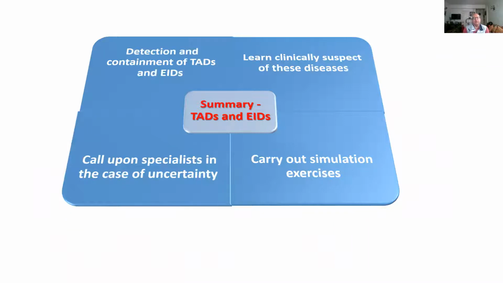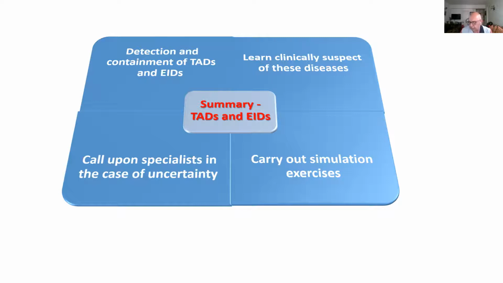In summary, on transboundary animal disease, as a student, I would always suggest: try to understand, detect, and contain the disease. Try to learn clinically what diseases are in your region and how to suspect them clinically. When you detect it and sometimes you have no knowledge, then you call upon specialist and expert opinion when you have uncertainty.